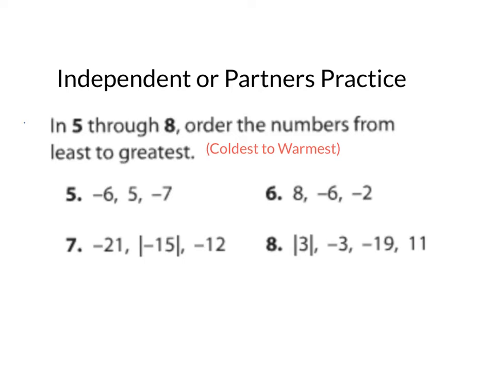For this one, you are going to order 3 numbers. You're ordering them from coldest to warmest, or from least to greatest. I just thought coldest to warmest could help you think about it to make sense. Showing you the answer for 5 in 3, 2, 1. Here's the answer from smallest to biggest, least to greatest. Showing you 6 in 3, 2, 1. Showing you 7 in 3, 2, 1. Remember, the absolute value of -15 goes last because that's actually +15 is how far it is away from 0.